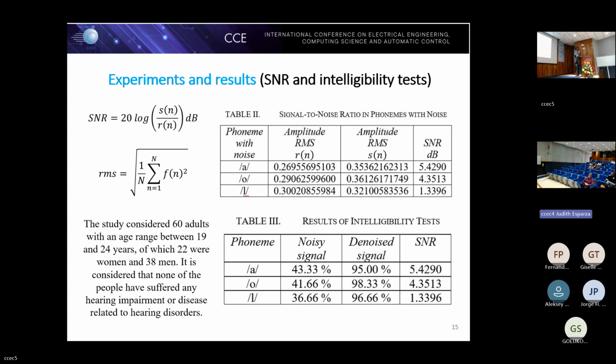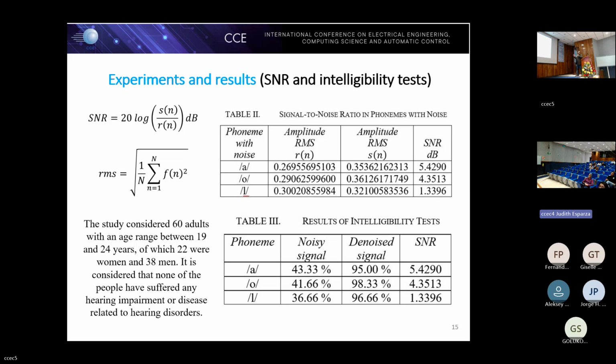the result is very good. For example, for the vowel I or for the vowel O, it's clear the signal to noise relation is very good. In the phoneme L, the results are also good. But the important thing is that the value is positive. Yes, I now present the results of intelligibility.